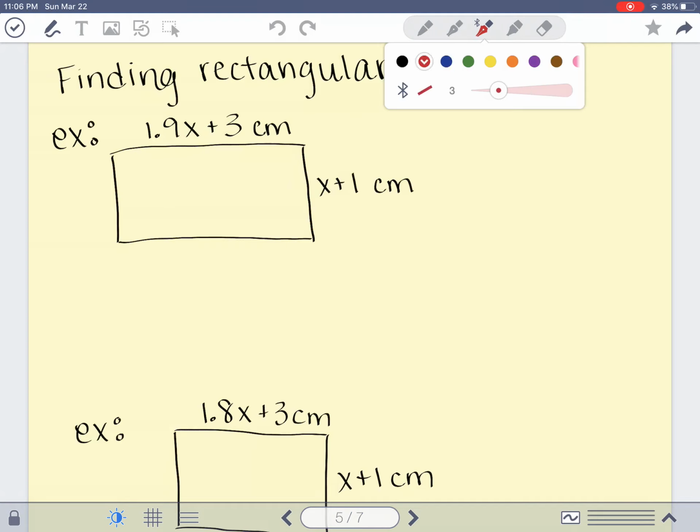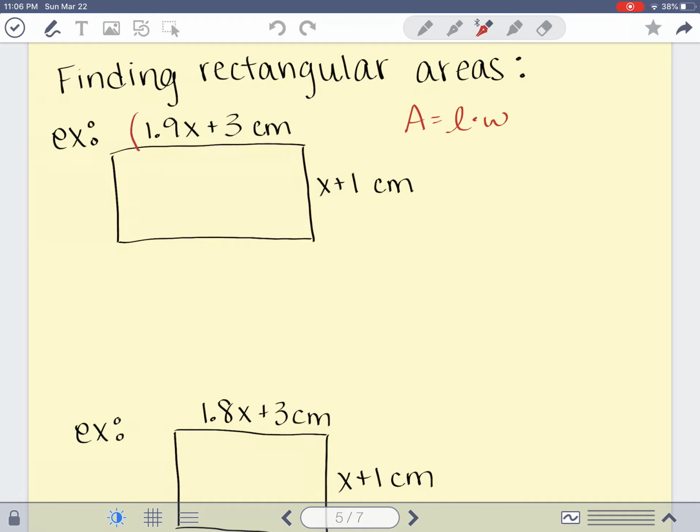So here, if I am looking at this rectangle, in order to find the area of a rectangle, it is length times width. So my length is this 1.9x plus 3 times my width of x plus 1, where you could say x plus 1 is your length and the other one's your width. It really doesn't matter, you're just multiplying them together. So we have 1.9x plus 3 times x plus 1, and again, you can do FOIL method or you can do the table or grid method.